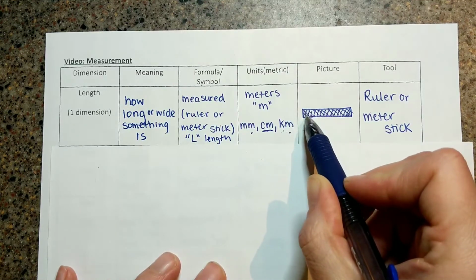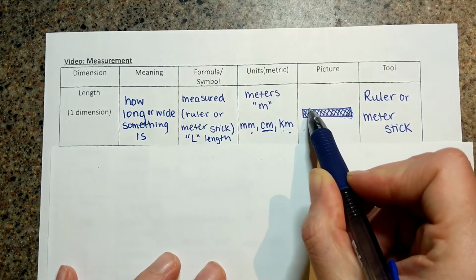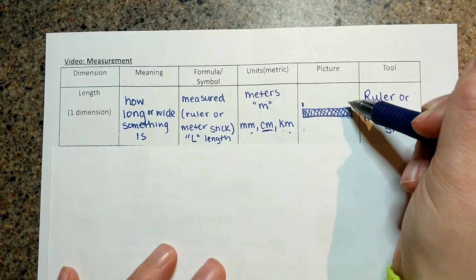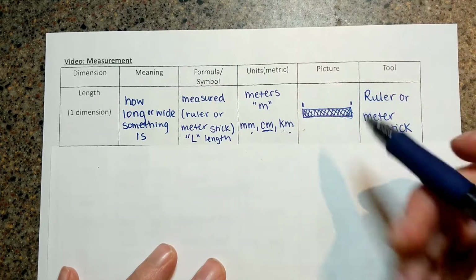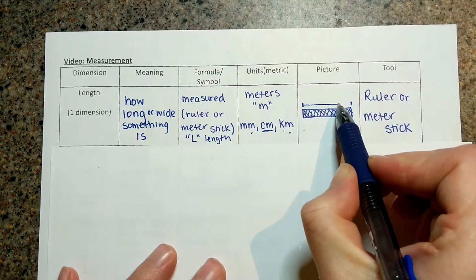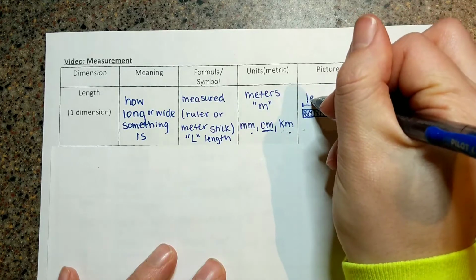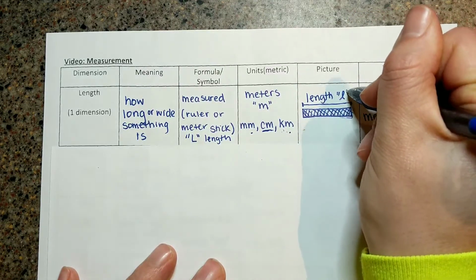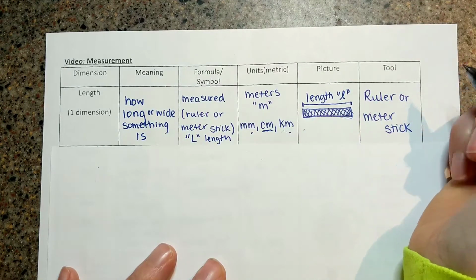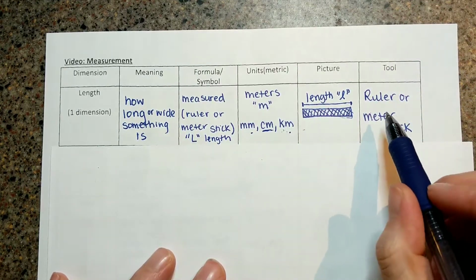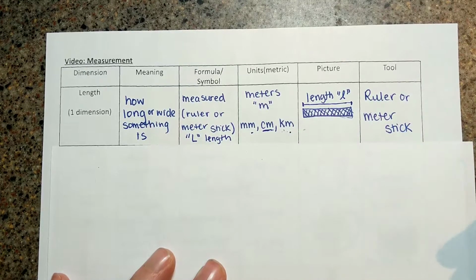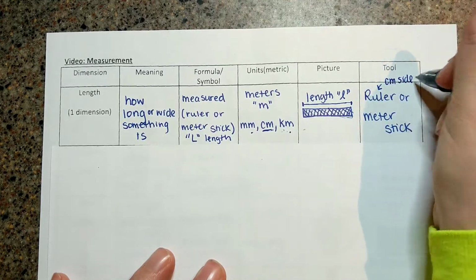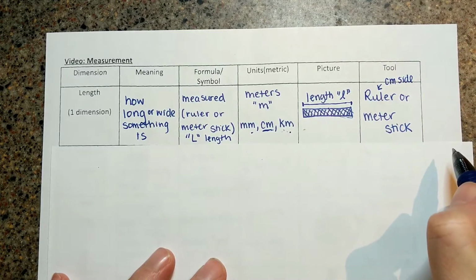So if I have a line drawn here and I want to measure its length, I'm going to measure from one side of it to the other side of it. This distance between each end is the length, which we will label L, or a capital L. Tools to do this would be rulers. We will use the centimeter side, or we could use a meter stick if we had something pretty large.